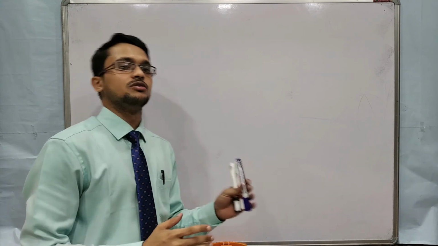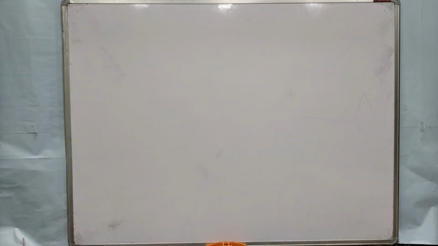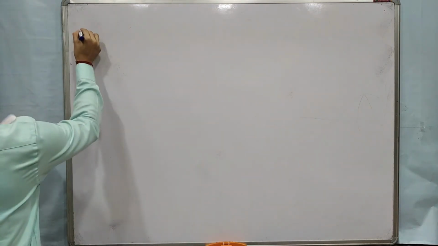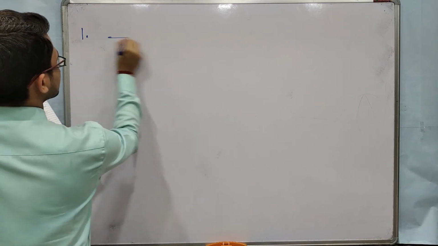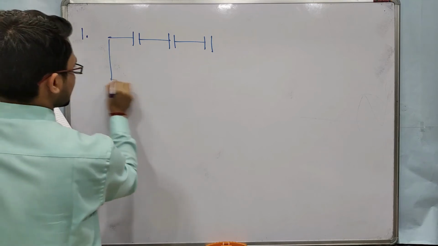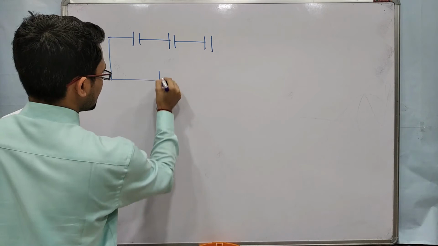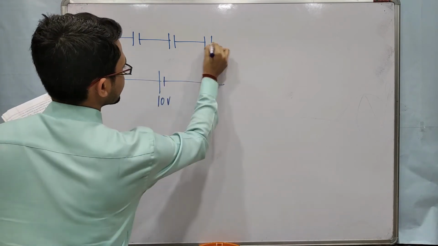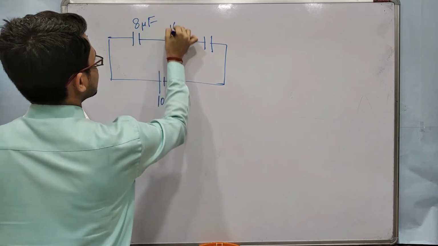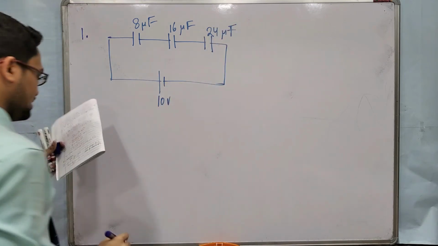Now we will solve few numericals related to these circuits. Okay, so our first numerical is three capacitors, they are connected across 10 volt, 10 volt battery. This is 8 microfarad, 16 microfarad and 24 microfarad.